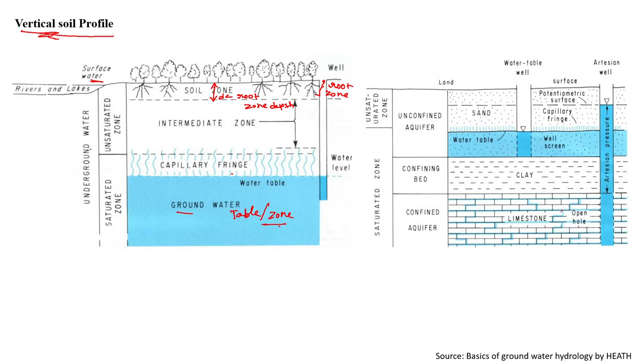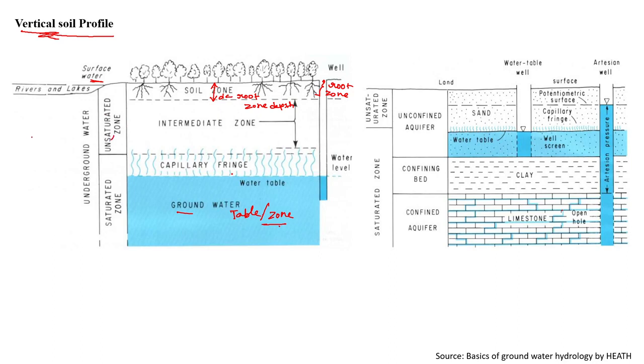This underground water has two zones. The first one is the unsaturated zone, and the other one is the saturated zone. In the unsaturated zone, there are three different zones: the soil zone, the intermediate zone, and the capillary zone.